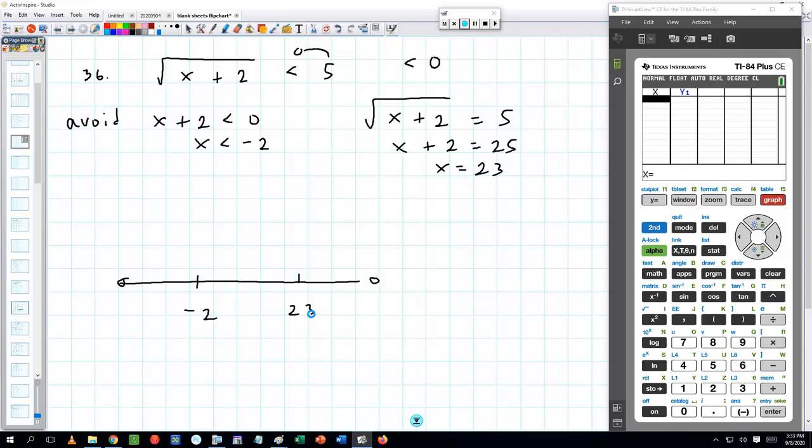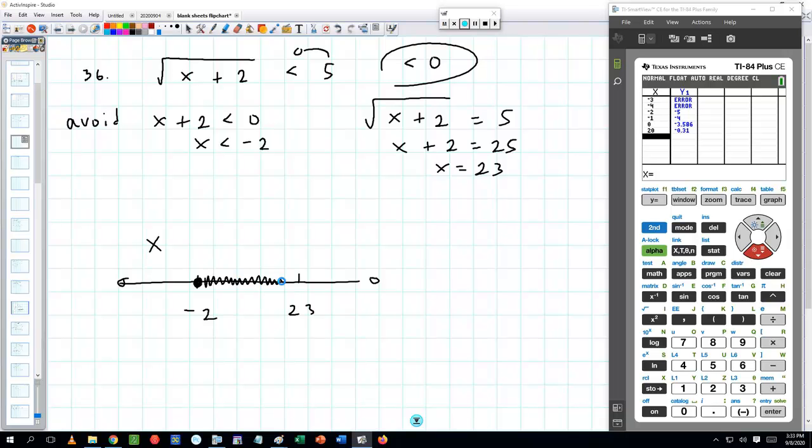To the left of negative 2, negative 3. How about negative 4? Everything to the left is going to give you an error message, avoid. How about negative 2 itself? Negative 2 gives me a negative 5. When I compare negative 5 to being less than 0, I will shade. Something in between, negative 1, 0. All of these are going to end up with negative results. They are less than 0, so you will shade.